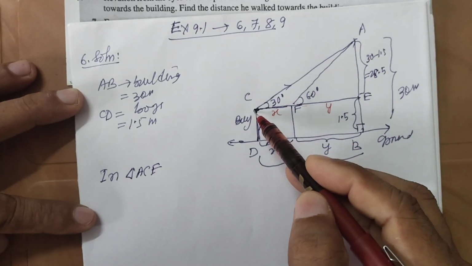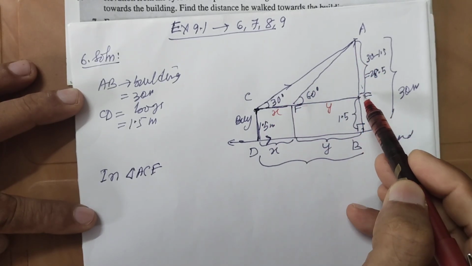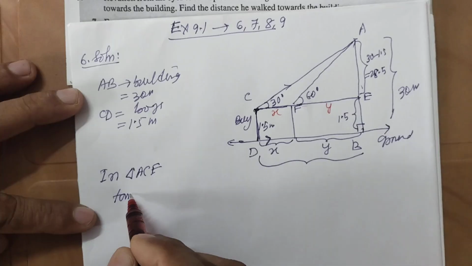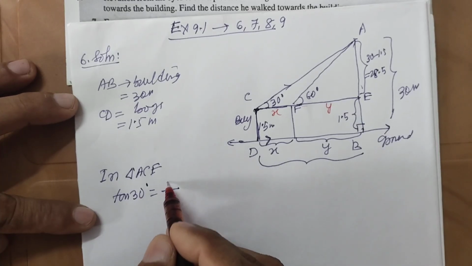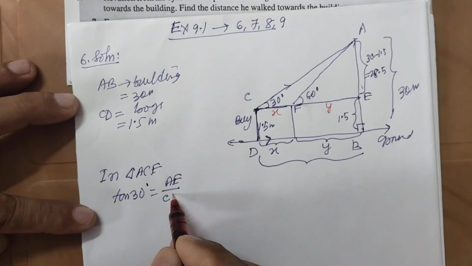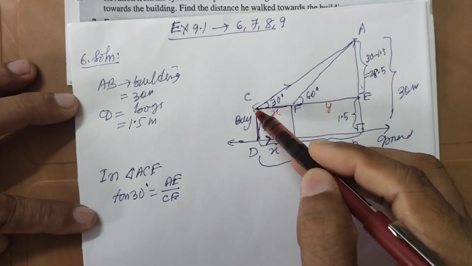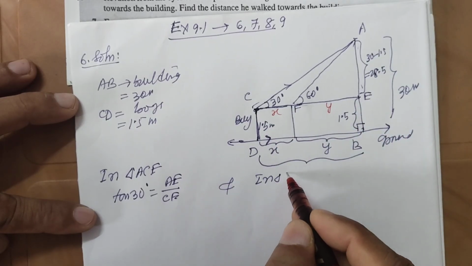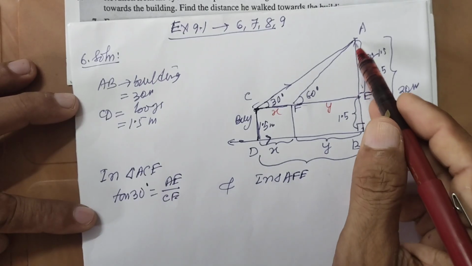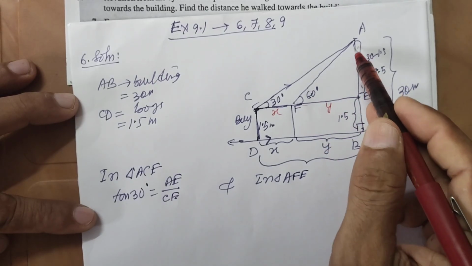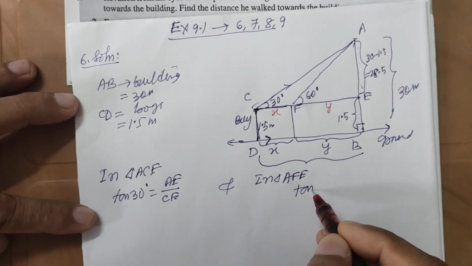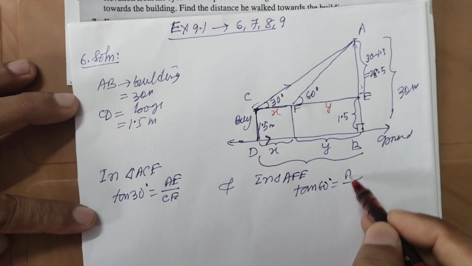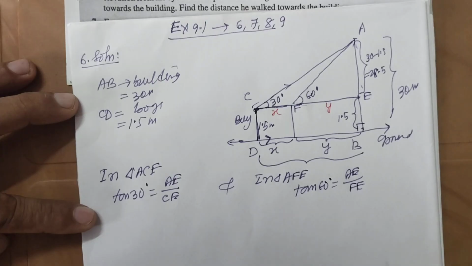this triangle ACE, tan theta is perpendicular by base, so tan 30 equals this side by this side. Tan 30 degree, the perpendicular is AE by CE. And in another triangle AFE, you see this triangle AFE, tan 60 is again perpendicular by base. Tan 60 degree is perpendicular AE by base FE, AE by FE.